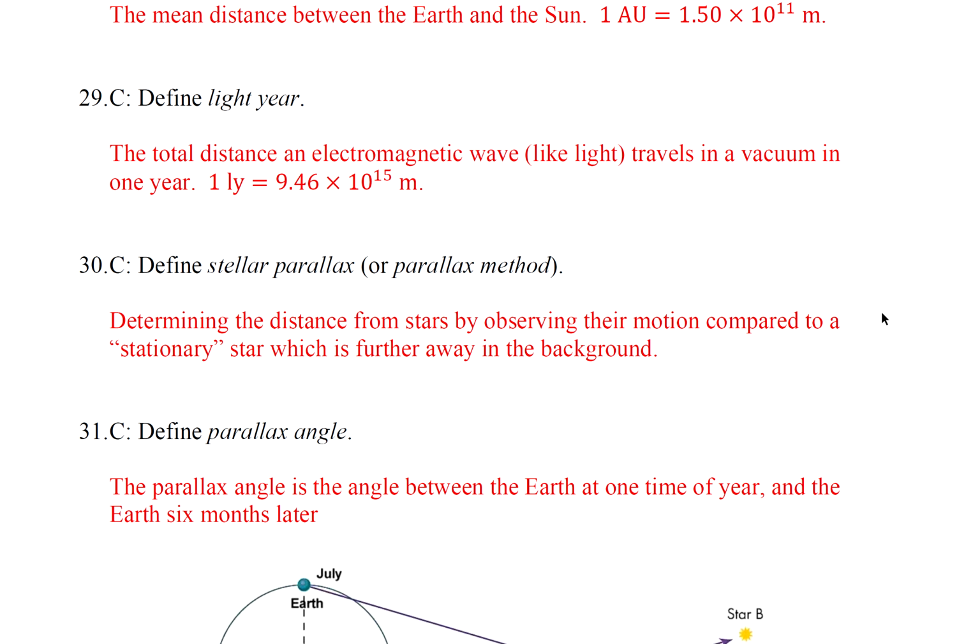Question 25. Define light year. The total distance an electromagnetic wave like light travels in a vacuum in 1 year.